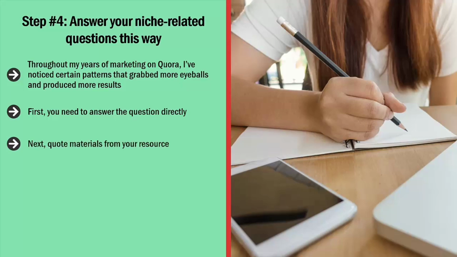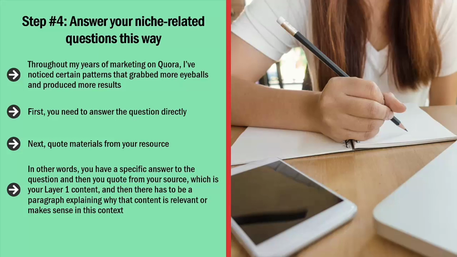Next, quote materials from your resource. If you're going to be dropping a link to your Layer 1 content, quote a block of text from that content and explain why it is relevant. In other words, you have a specific answer to the question and then you quote from your source, which is your Layer 1 content, and then there has to be a paragraph explaining why that content is relevant or makes sense in this context. After you've done that, you include a link to your Layer 1 or Layer 2 content and claim that this is your source.